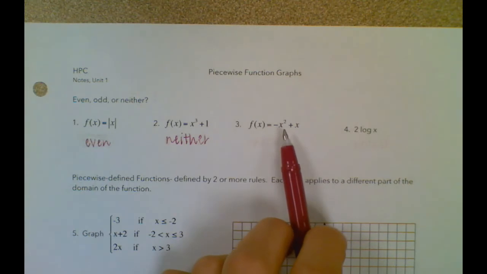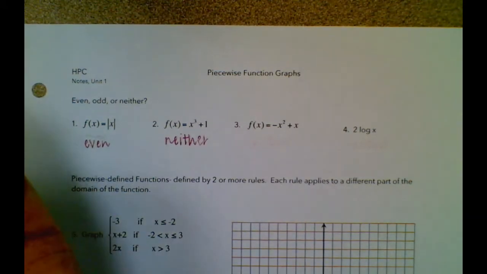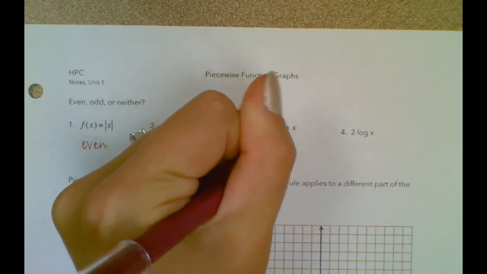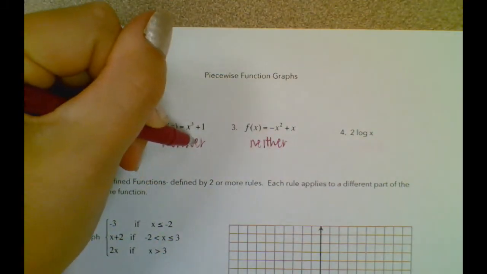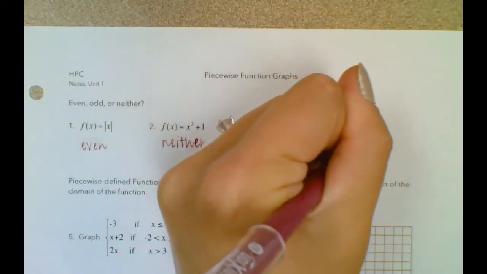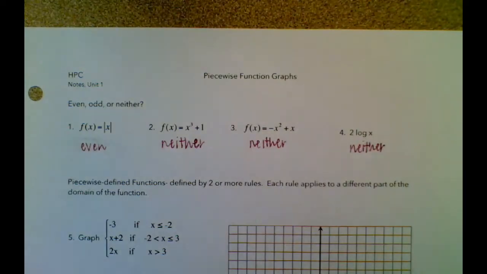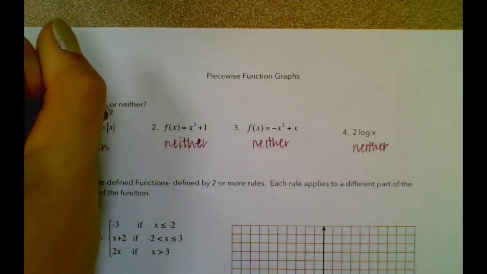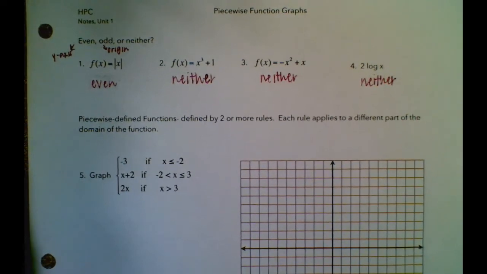Number 3, we have a quadratic. Normally these are symmetric with the y-axis. However, this graph is moved around, and it's also not symmetric with the origin, so this would be neither. And lastly, on number 4, log functions. Those are neither symmetric with the x-axis, or I'm sorry, with the y-axis or the origin. So this is neither as well. Okay, there's our little quick even, odd, or neither review. So even, y-axis, odd, origin.